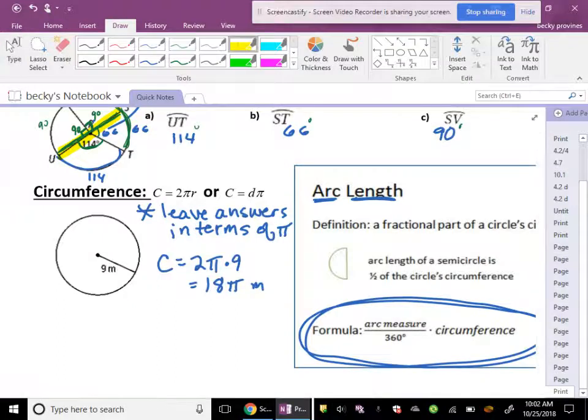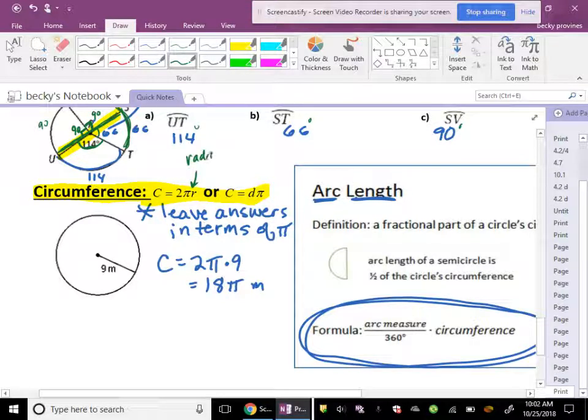Now, if you have your index card, you need to write the formulas for circumference on it. If you don't know what R stands for, write it on your card. This is radius. And D stands for diameter. Now, what we're going to do is leave our answers in terms of pi, which means you don't type the pi button into the calculator. You just leave the pi symbol within your answer.